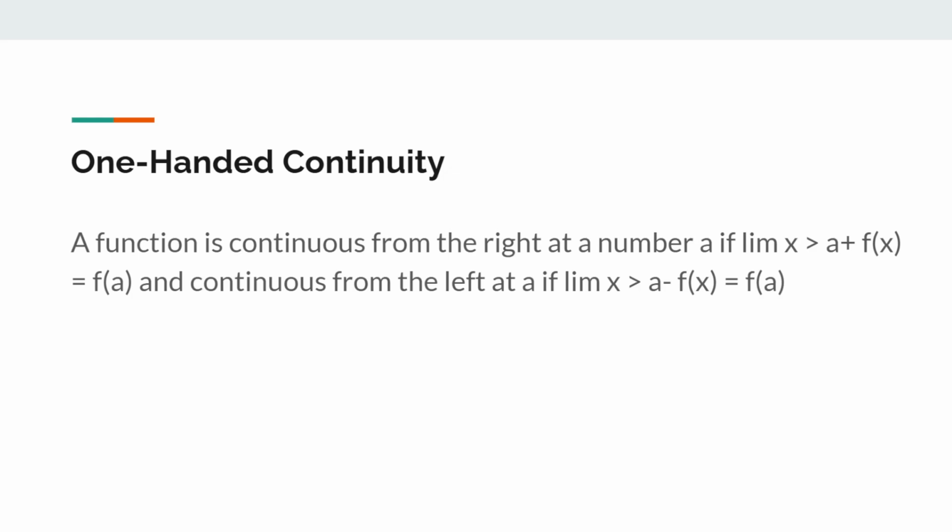A function is continuous from the right at a number a if the limit as x approaches a from the right side of f of x equals f of a, and is continuous from the left at a if the limit as x approaches a from the left of f of x is equal to f of a.